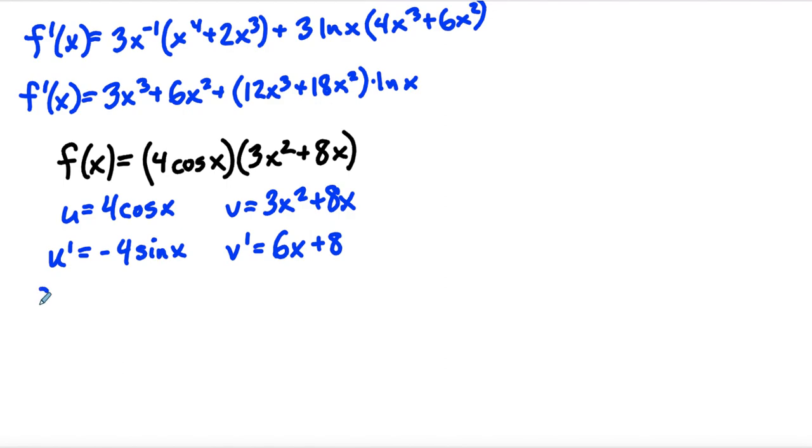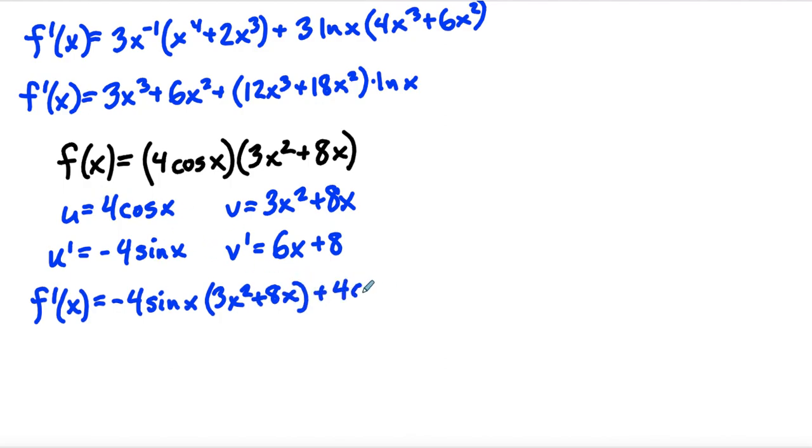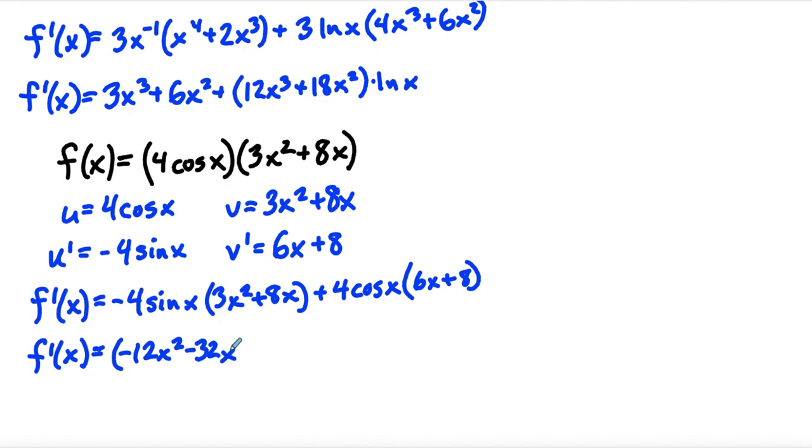So let's go ahead and use our product rule. u prime times v, which is 3x squared plus 8x, plus u v prime. So that's going to be 4 cosine of x times 6x plus 8. And the only thing I would do to simplify this one is multiply the negative 4 times both of these terms and write it in the front. So that's negative 4 times 3x squared, which is negative 12x squared. Negative 4 times 8x is negative 32x. And then we have sine of x here.